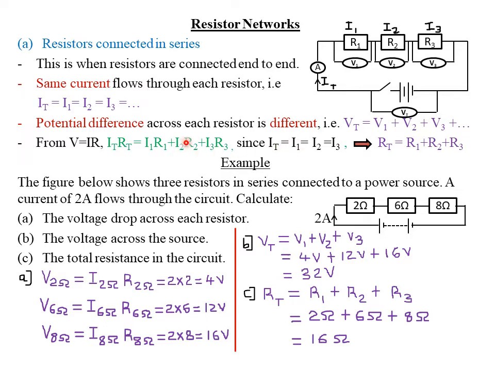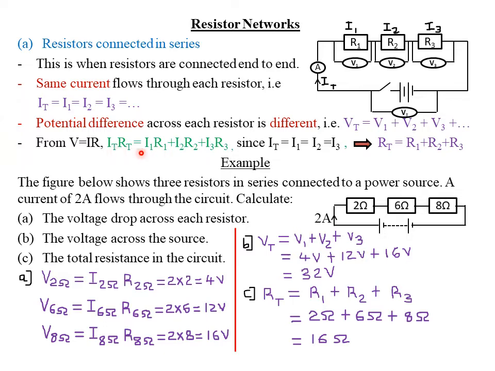Then I2 will divide with I total, therefore they'll cancel out. Then I3 will also divide with I total, hence they cancel out. So this equation can be rewritten as R total is equal to R1 plus R2 plus R3, because the current is the same. Therefore, I've divided each and every term by I total.